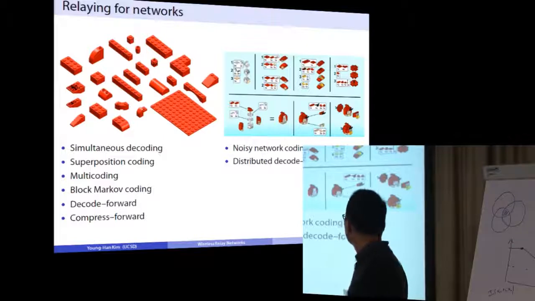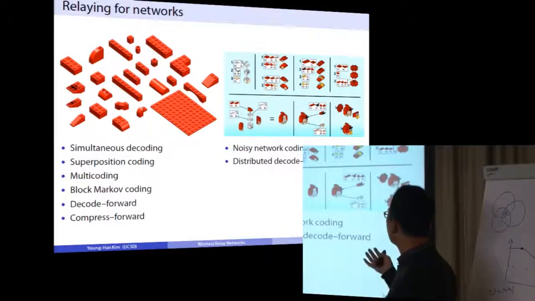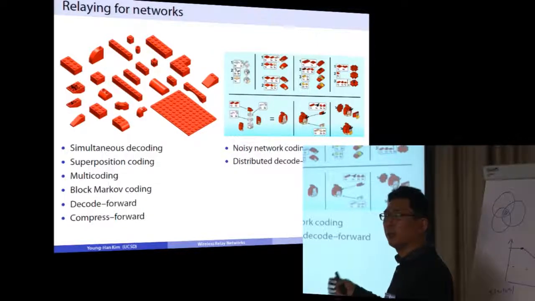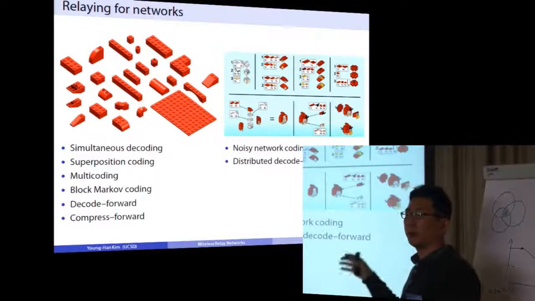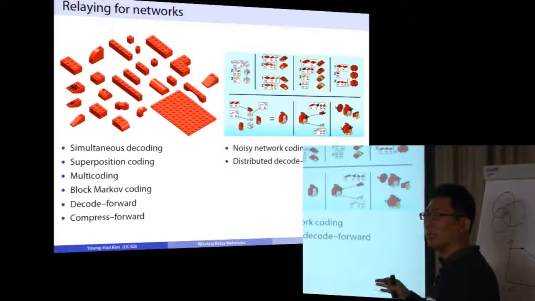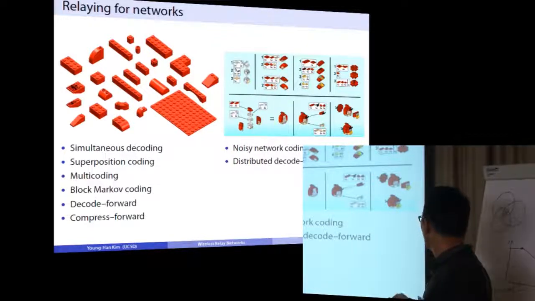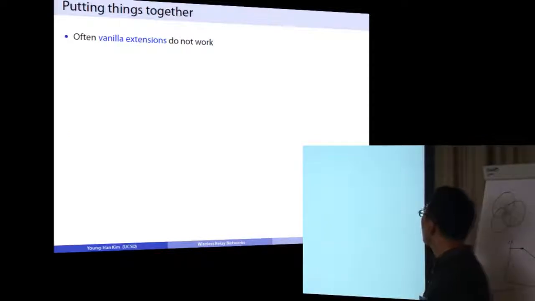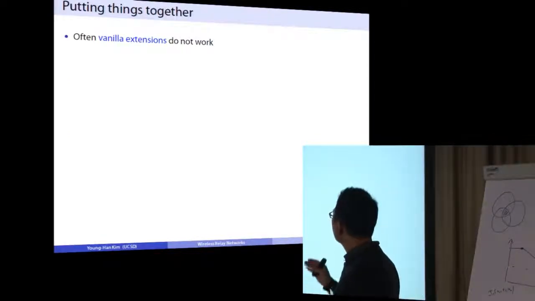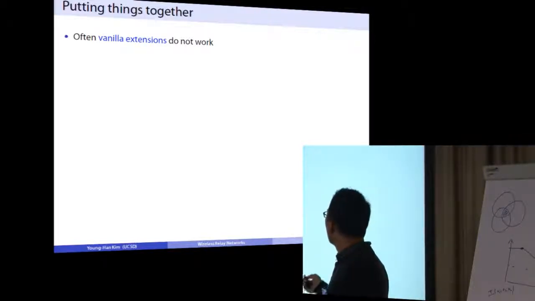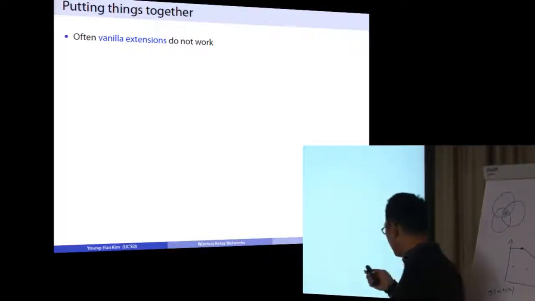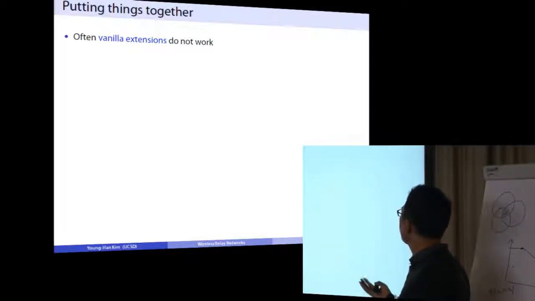And what we are really missing is some building instructions so we can put these basic coding techniques together so we can generalize our coding scheme for the relay network with many nodes. We are going to go over 2 building instructions called noisy network coding and distributed decode-forward. And just before we go into the details of these schemes, we have to realize that often the vanilla extensions don't work.